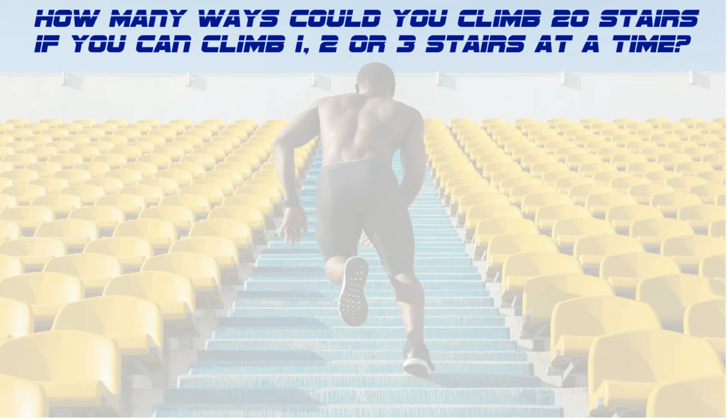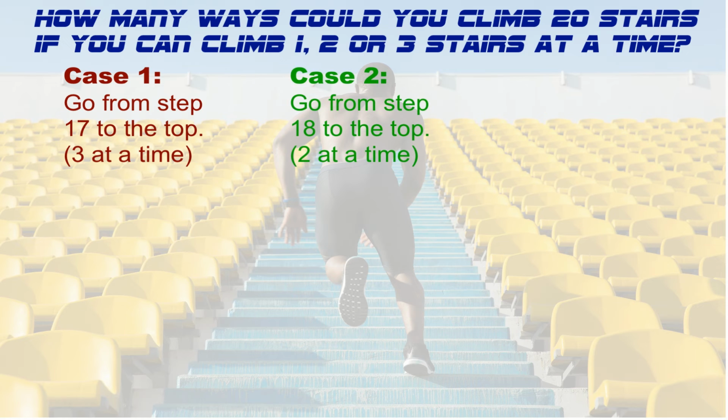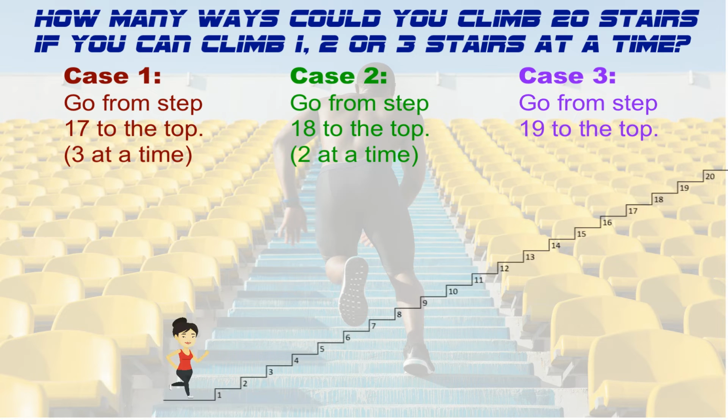Could you do it? If we're taking the stairs 1, 2, or 3 at a time, either we make it to the 17th step somehow, and then jump the last 3 to the top, or we make it to the 18th step and jump the last 2, or we make it to the 19th step and finish by just taking a single step. Convince yourself that this accounts for every single possibility and doesn't double count anything.